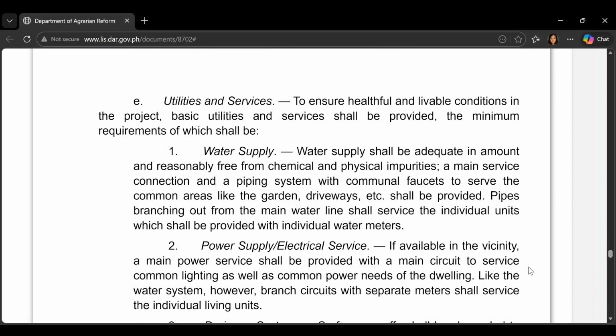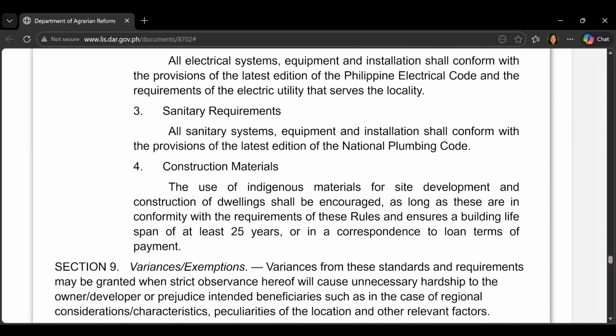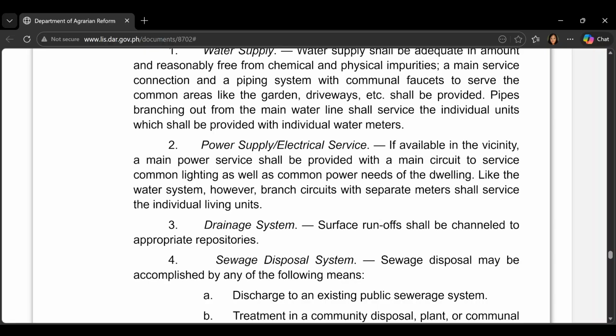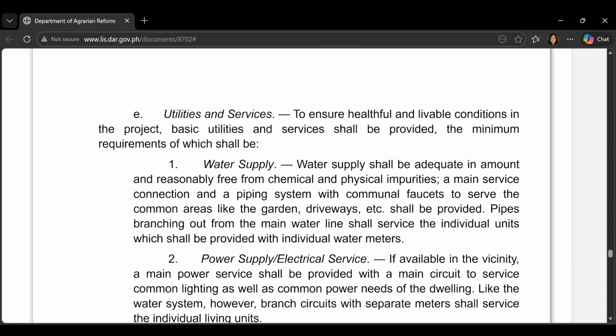E, utilities and services. So let's end before section 9. E, utilities and services.